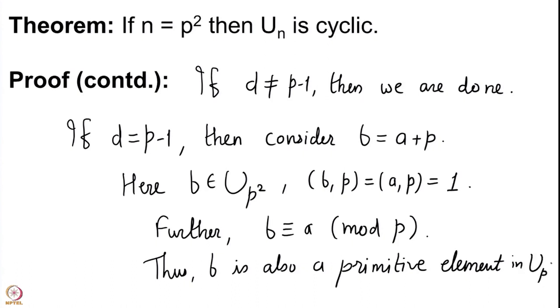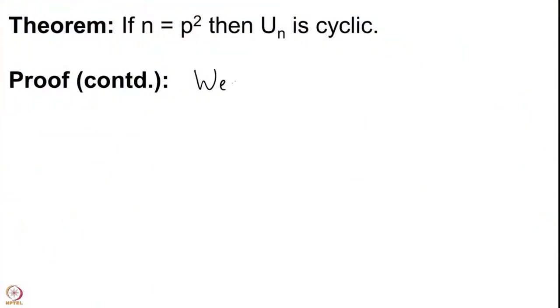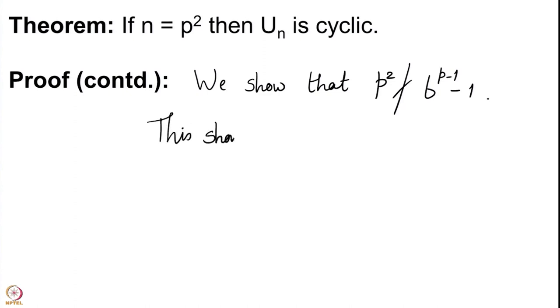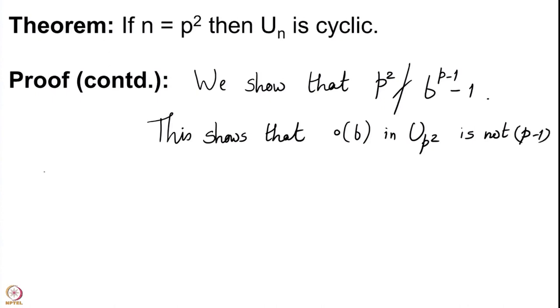So, all the discussion that we have done with a holds for the element b also, which is that the order of b modulo p² can be p minus 1 or p into p minus 1. And if you can now show that the order of b modulo p² is not p minus 1, then you have got a primitive root for p². We show that p² does not divide b^(p minus 1) minus 1. This will tell that the order of b in U(p²) is not p minus 1, and then we are done.